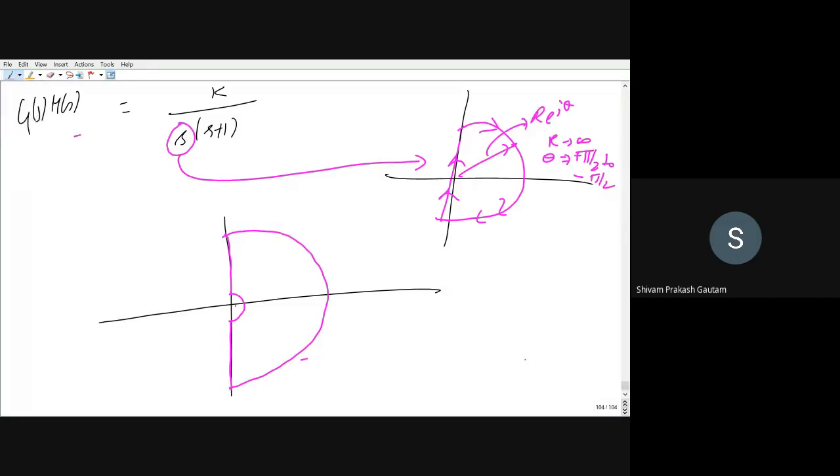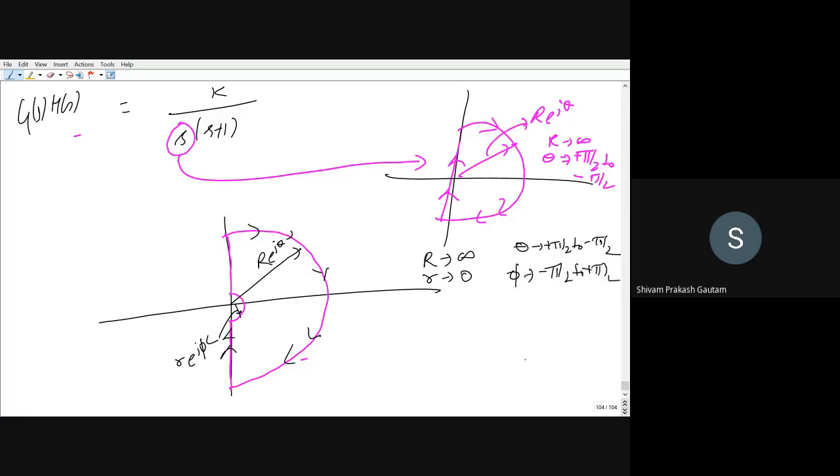Now the radius of the smaller circle is small r e to the power j phi. Radius of the bigger circle is capital R e to the power j theta. Now capital R is tending to infinity and smaller r is tending to 0. And the theta orientation is plus pi by 2 to minus pi by 2. You can see this is going like this. And the phi orientation is from minus pi by 2 to plus pi by 2. You can see it is going from minus pi by 2 to plus pi by 2. Is it clear?